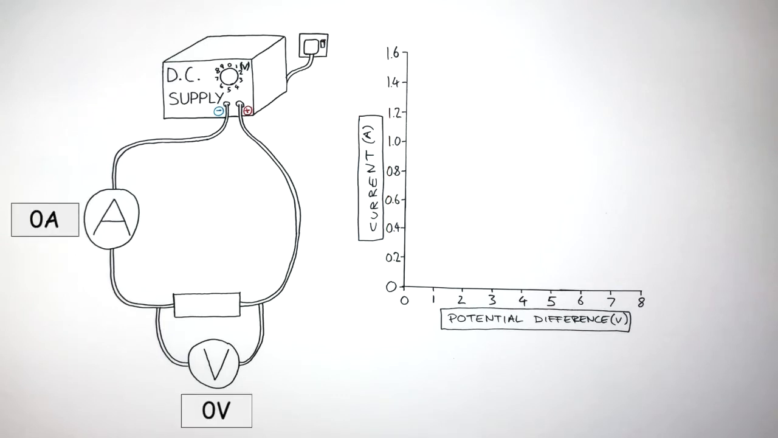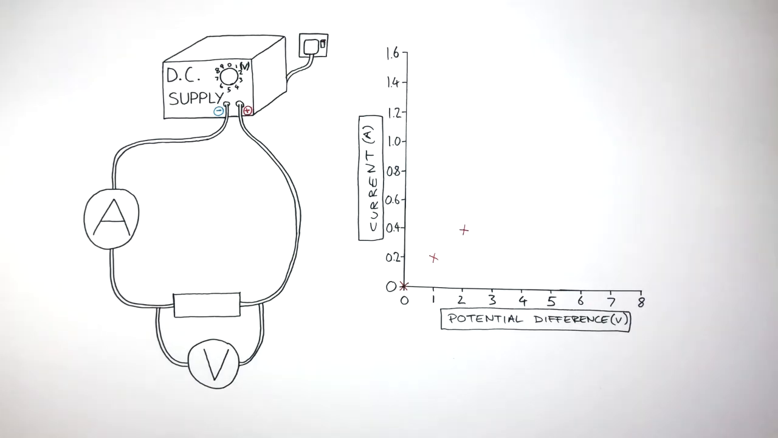When the potential difference is 0 volts, the current is 0 amps. When we increase the potential difference to 1 volt, the ammeter then reads 0.2 amps for this resistor. We then plot these two data points in the graph. And if we increase the potential difference to 2 volts, the ammeter then reads 0.4 amps. We then plot this data in the graph where 2 volts equals 0.4 amps.